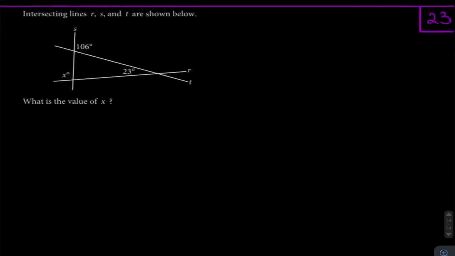Awesome. Problem 23. Intersecting lines R, S, and T are shown below. What's the value of X? Okay, so to get to this angle, given these, what are we going to do? Well, we don't have either of these angles yet, so we don't have two of them at least. If we had two of them, then we could add all of the angles up and get 180 and then figure out what the other angle was, right? So probably getting two angles in this triangle would be ideal. We can do a lot of different things with that.